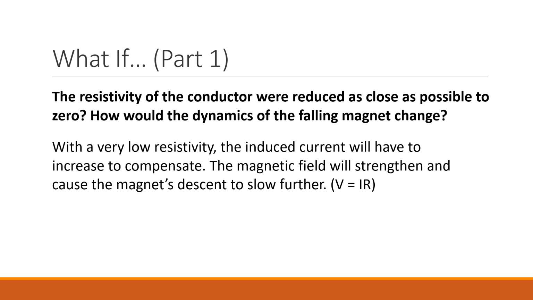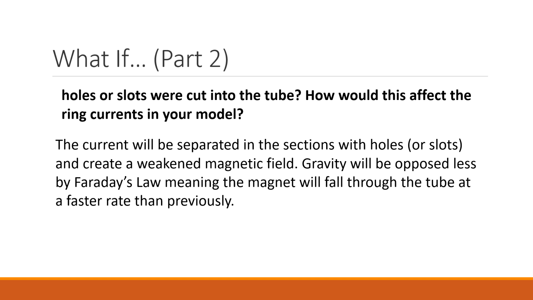To start our what if, we have what if the resistivity of the conductor were reduced as close as possible to 0? How would the dynamics of the falling magnet change? With a very low resistivity, the induced current will have to increase to compensate. The magnetic field will strengthen and cause the descent to slow further. And we have this formula here to show it from Ohm's law.